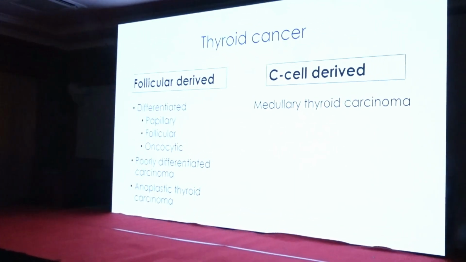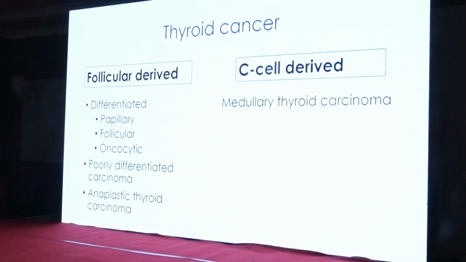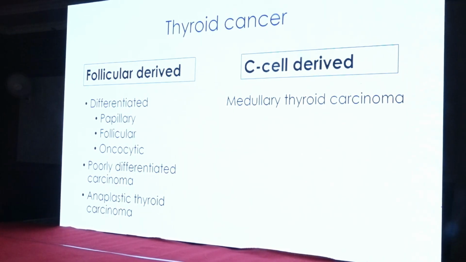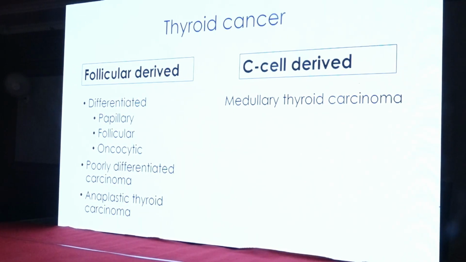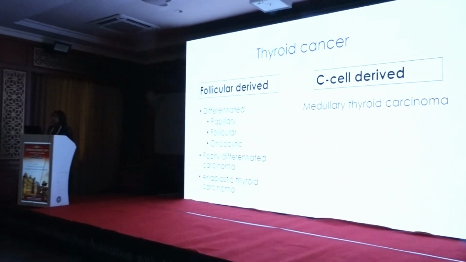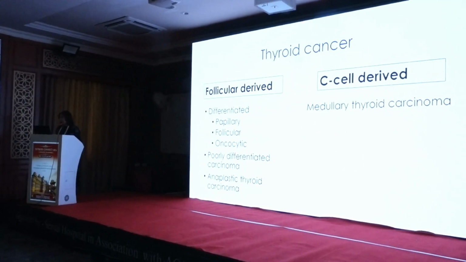And then there are tumors which are oncocytic. They are very pink-looking tumors. The cells have oncocytic change. Then we have the lesser or uncommon tumors, which are the poorly differentiated ones. They don't show features of differentiation. And then we have the very fulminant and highly malignant anaplastic thyroid carcinomas.